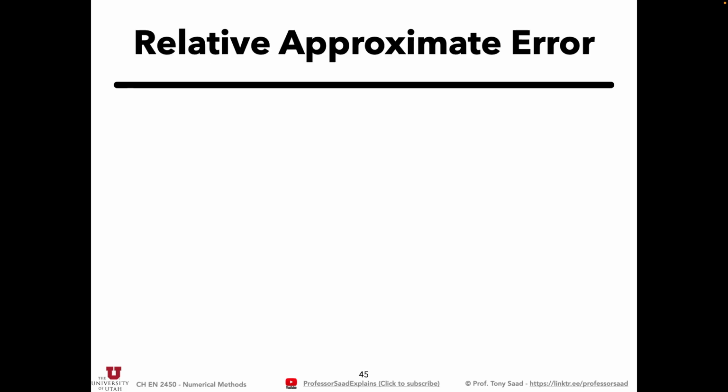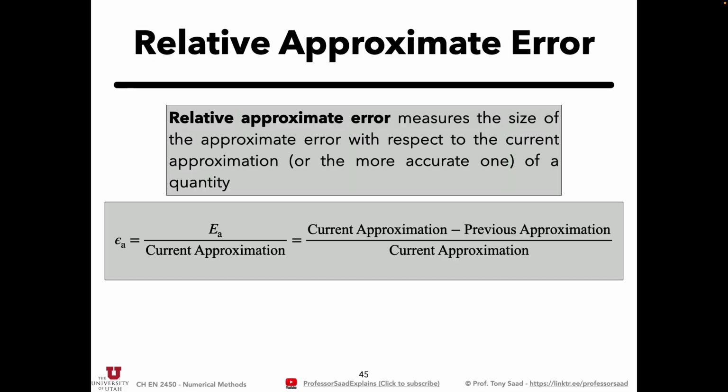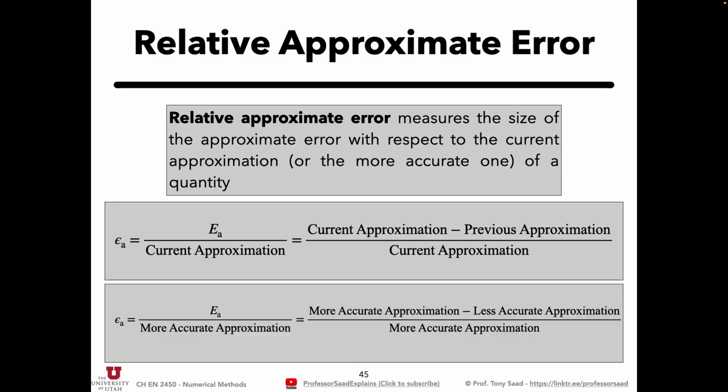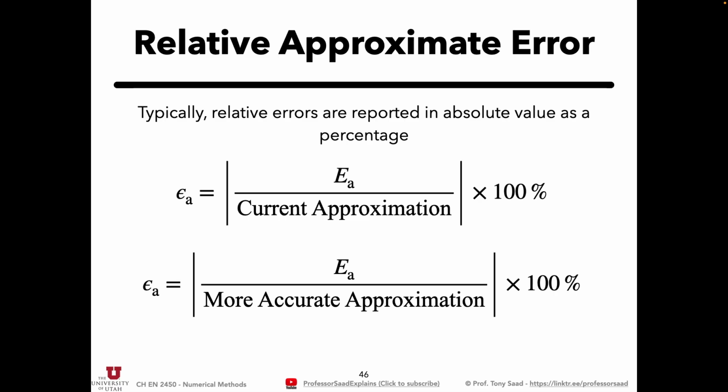Now, the most important piece here is that you can also declare a relative approximate error, however you call it: current approximation minus previous over current, or more accurate minus less accurate over the more accurate approximation. That gives you a relative approximate error. You put it in absolute values and multiply by 100%, so that gives you a percentage error.